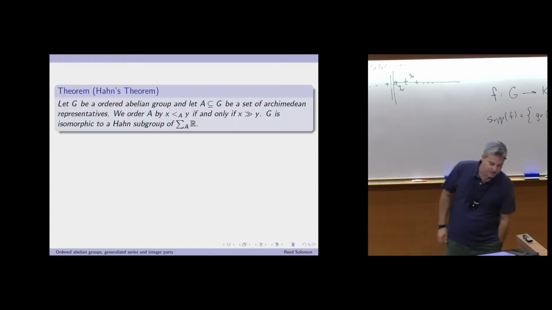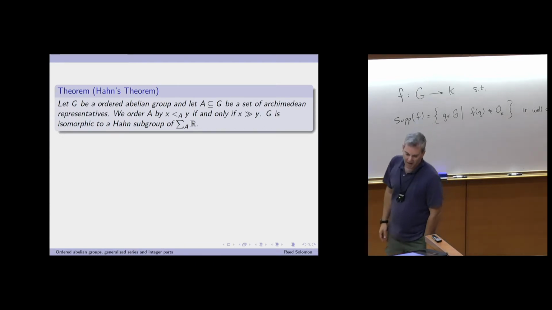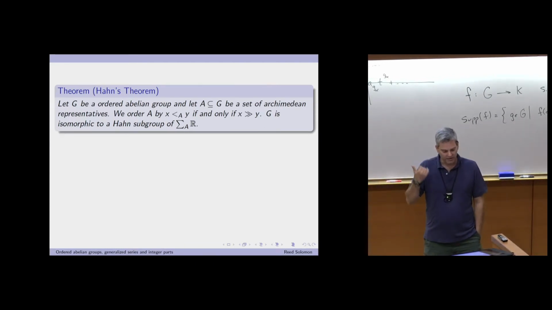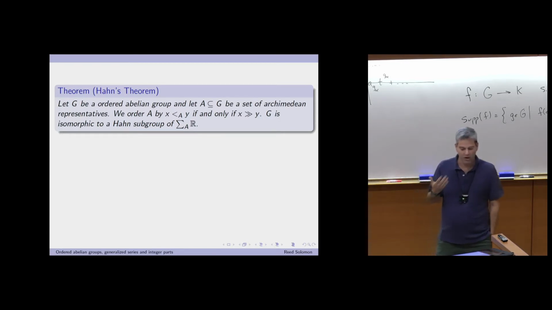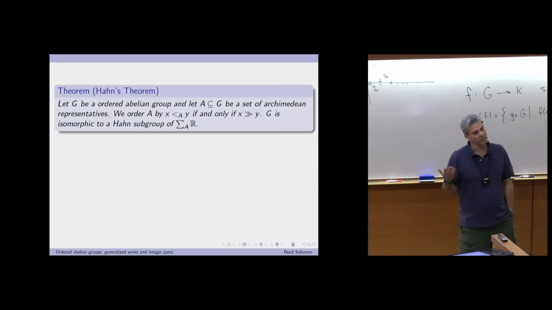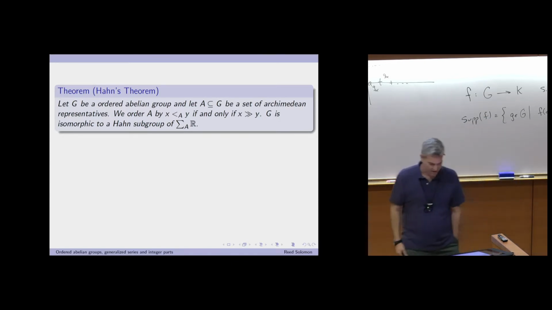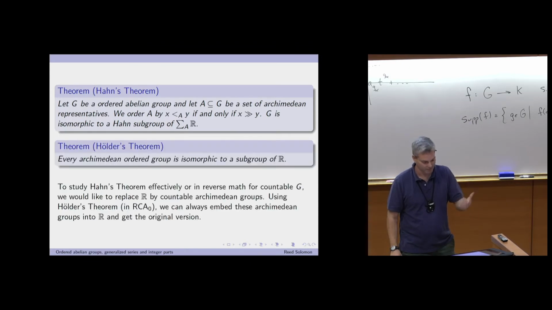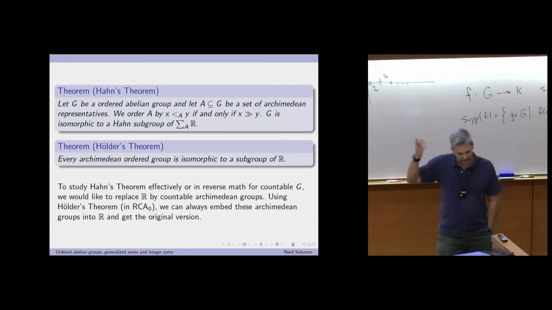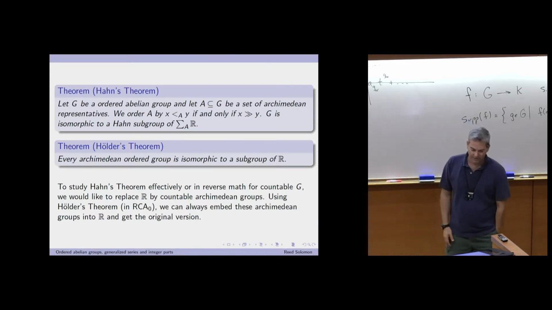Okay. So what does Hahn's theorem say now? It says if G is an ordered abelian group, and I take a set A of Archimedean representatives, which I order in this flipped way, then G is in fact isomorphic to a Hahn subgroup of the set of functions from A into R. The other way to say that would be to say there is a truncation closed embedding from G into the set of all the functions with well-ordered support, ordered in the natural way. So this is saying exactly what the Hahn-Hausdorff theorem said, and it's a generalization in this sense of Hölder's analysis from the Archimedean case.